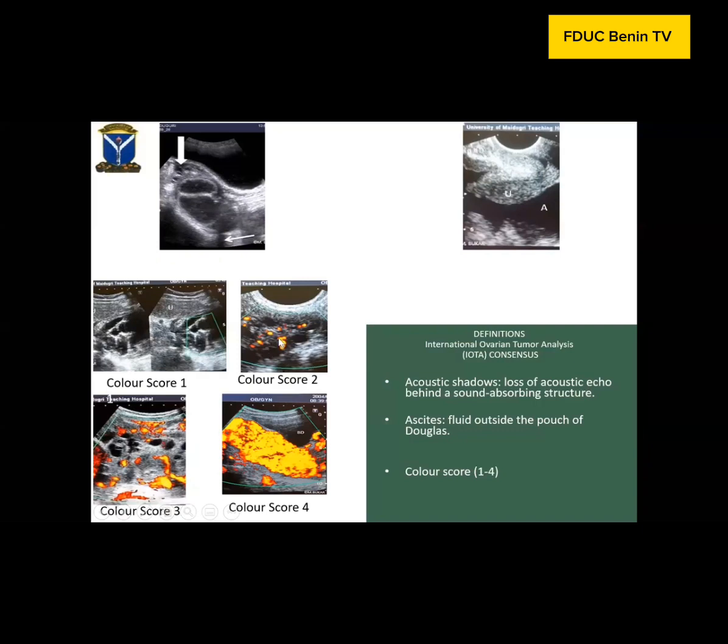This is a polycystic ovary, and in polycystic ovary, the stroma has a higher blood supply than the normal ovary. This is a case of adult granulosa cell tumor, and this is the color flow we expect. And this is a case of choriocarcinoma.